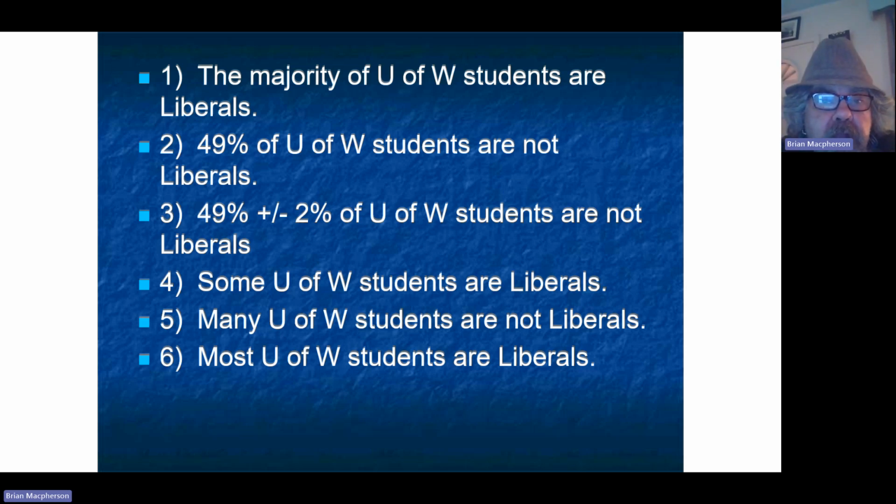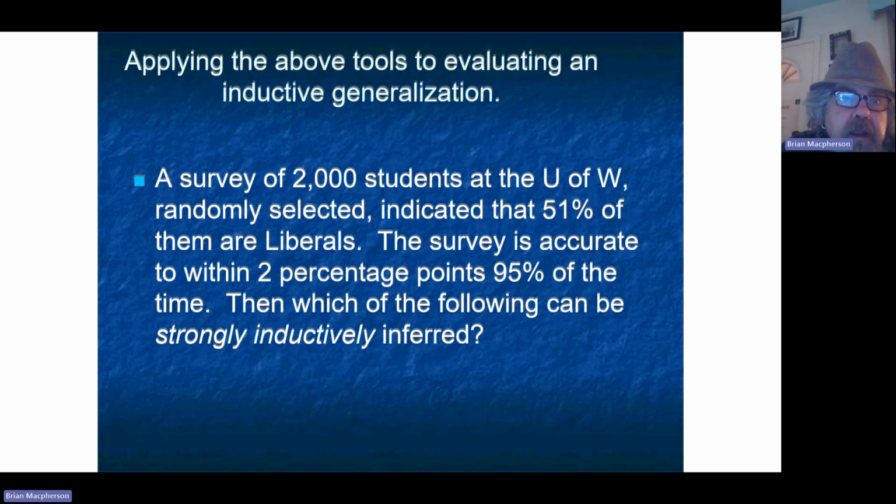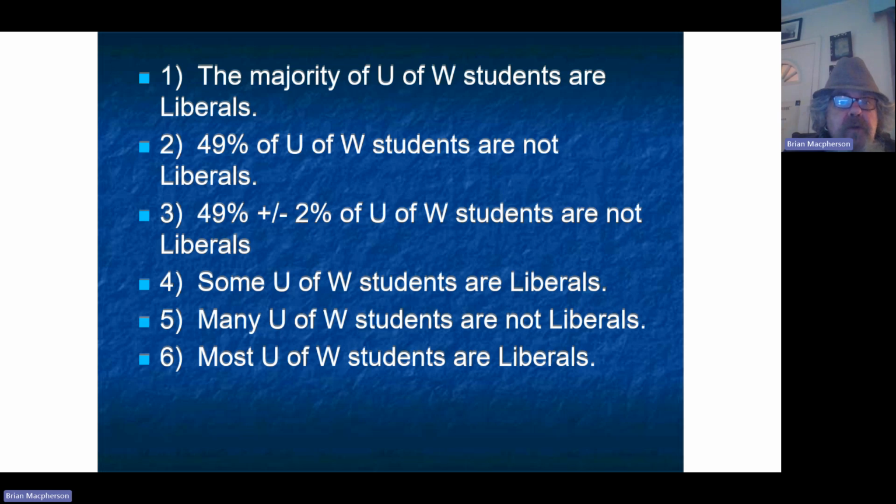49% of students at the U of W are not liberals. That also is weakly inductively inferred. Why? Because it too doesn't take into account the margin of error, right? In fact, if the margin of error is plus or minus 2%, it may only be 47% of students at Windsor who are liberal, right? So number two is also weakly inductively inferred. Okay, so far so good.